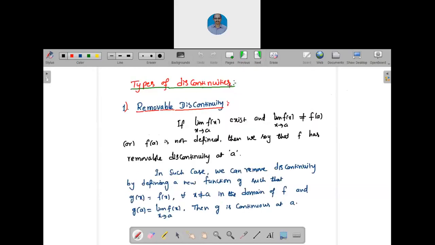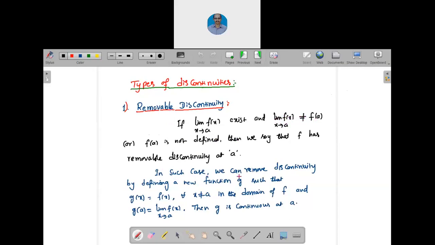Types of discontinuities. First one is a removable discontinuity. If the limit of the function at a exists, but that limit is not equal to the function value f at a. Actually, if the equality holds here, this becomes a continuous function. Here what we observe is that the limit of the function f of x is not equal to f of a. Therefore, this is a discontinuous function, and this type of discontinuity is called removable discontinuity.